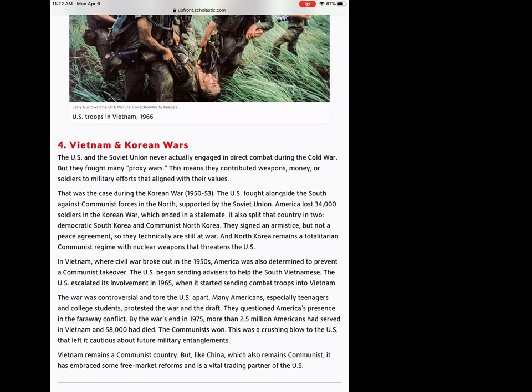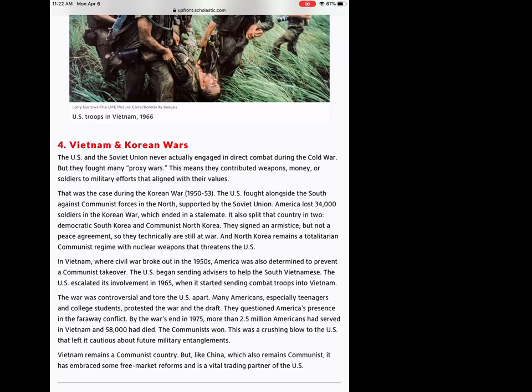America lost 34,000 soldiers in the Korean War, which ended in a stalemate. It also split that country in two, Democratic South Korea and Communist North Korea. They signed an armistice, but not a peace agreement, so they technically are still at war, except this last year they signed an agreement. And North Korea remains a totalitarian communist regime with nuclear weapons that threatens the US.